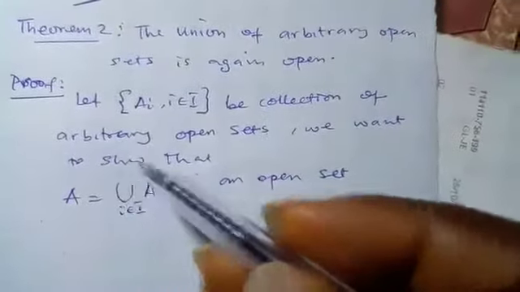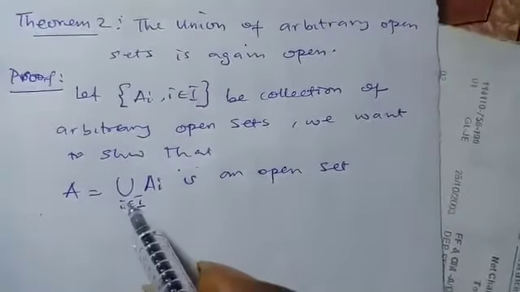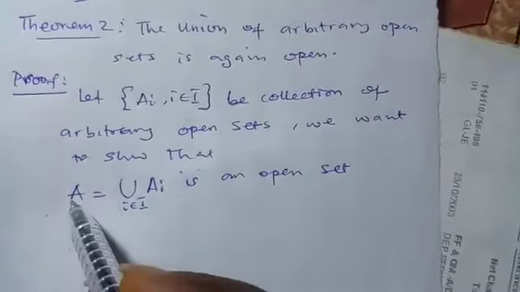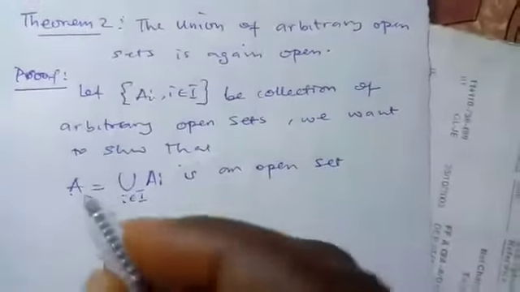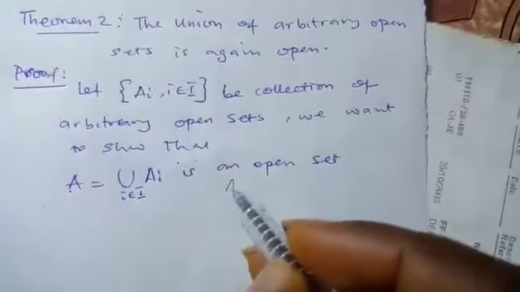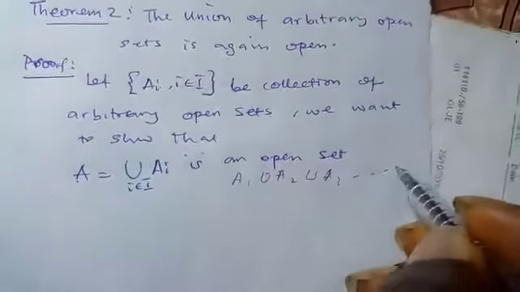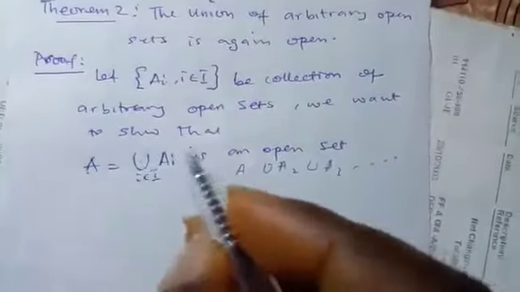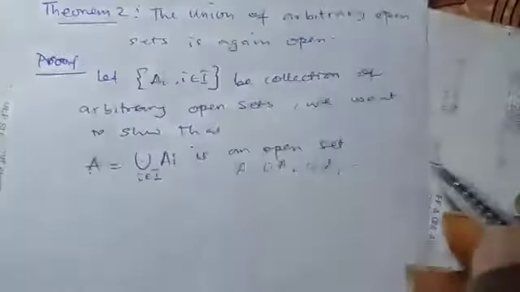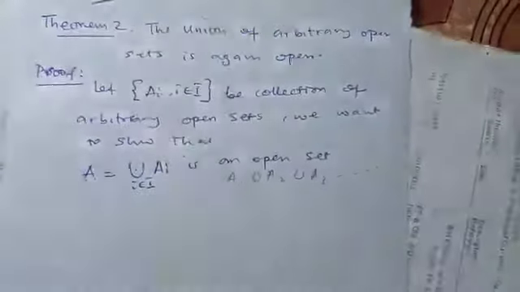So what do we want to show? We want to show that the union of A_i, which is equal to A, is an open set. And what does this thing mean? This thing means A1 union A2 union A3 like that. So that's what this thing means. So we want to show that the union of all the open sets is also an open set.